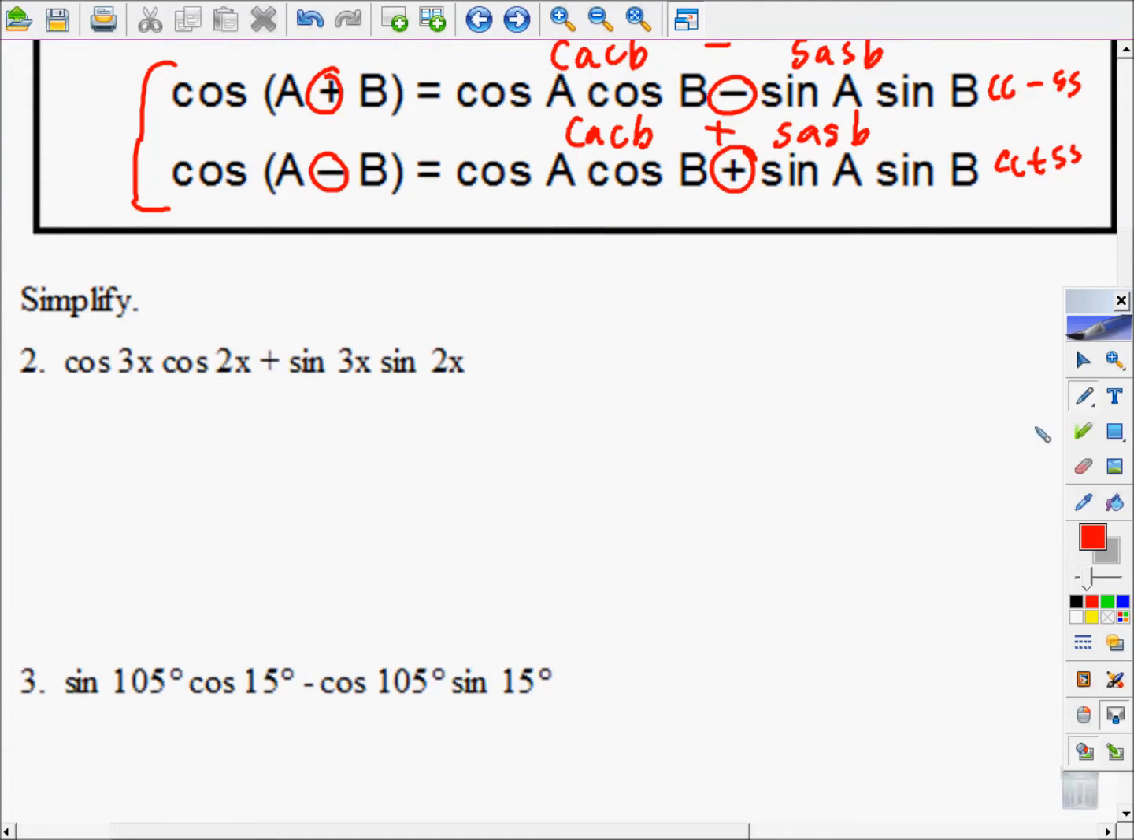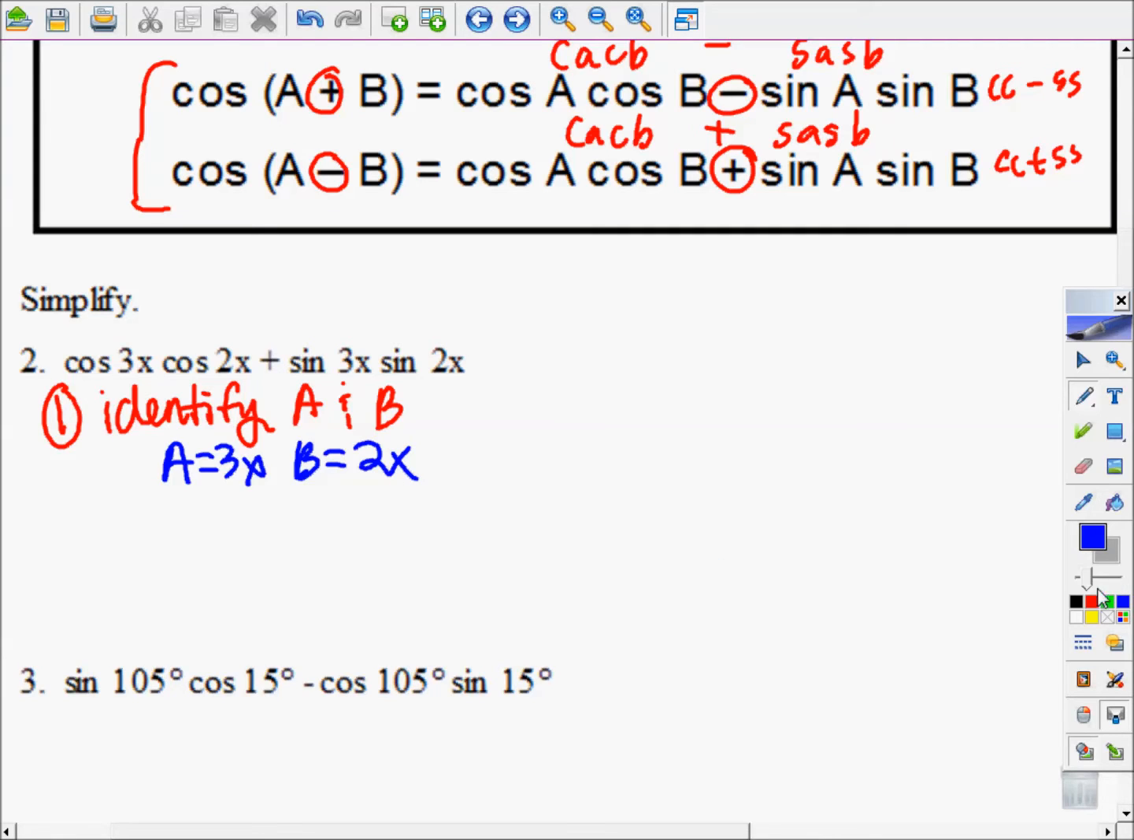All right, there are steps that you do when you have the problem. So step 1 is you identify A and B. So in this problem, what's my A? A is the angle. It's not the trig, it's the angle. 3x. And B is? 2x.